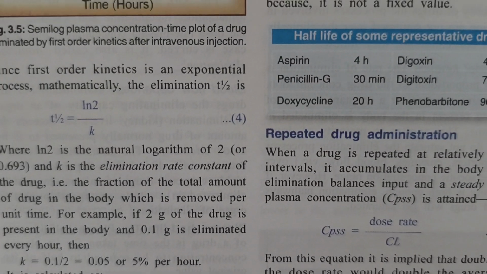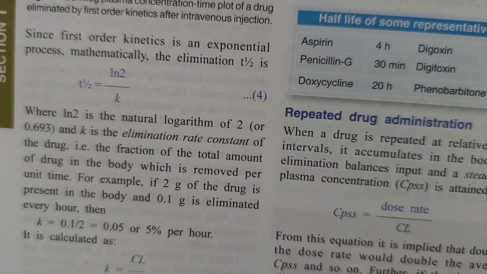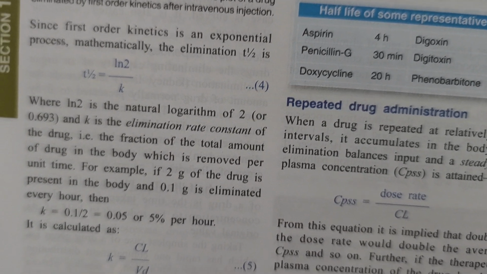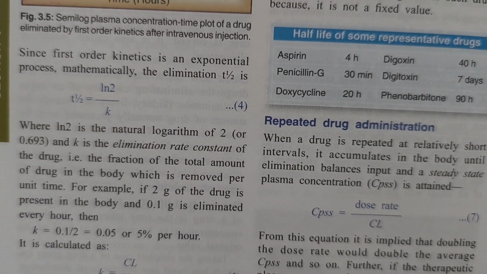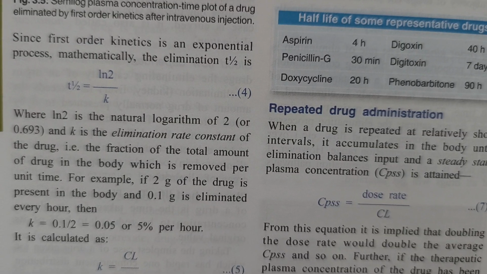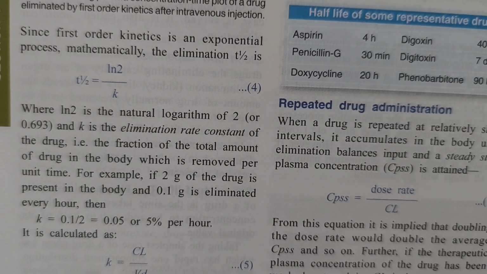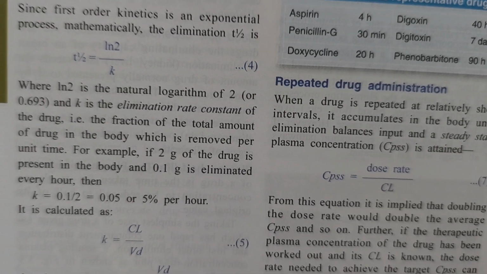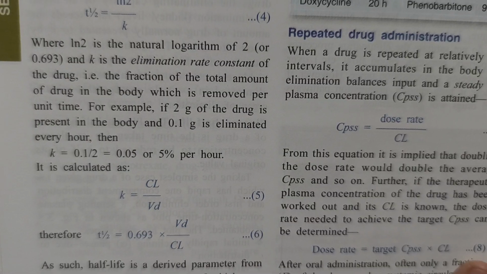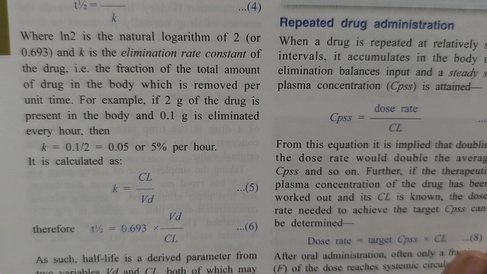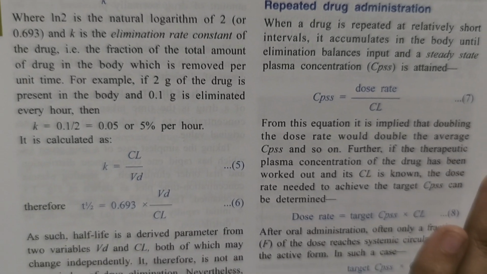ln2 by k, where ln2 is the natural logarithm of 2 or 0.693 and k is the elimination rate constant of the drug, that is the fraction of the total amount of drug in the body which is removed per unit time. For example, if 2 gram of drug is present in the body and 0.1 gram is eliminated every hour, then k equals 0.1 by 2, that is 0.05 or 5% per hour.